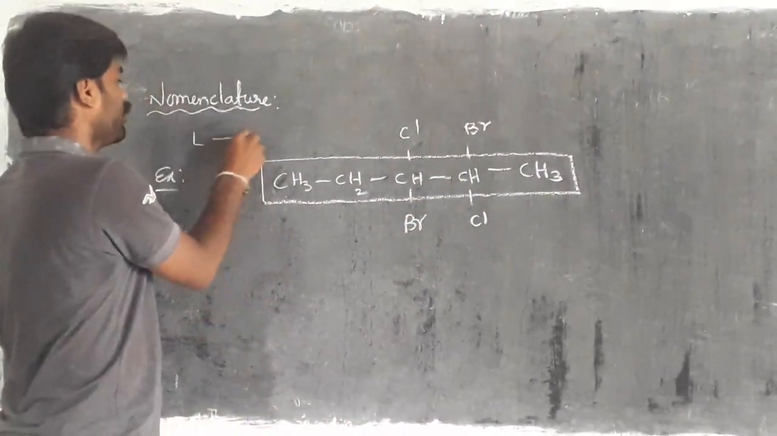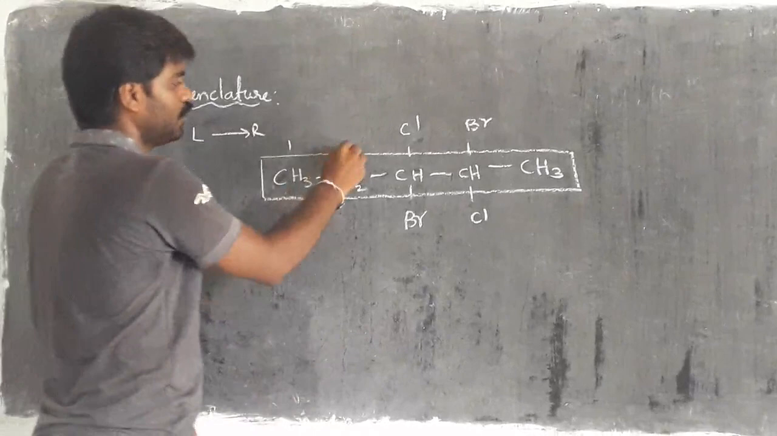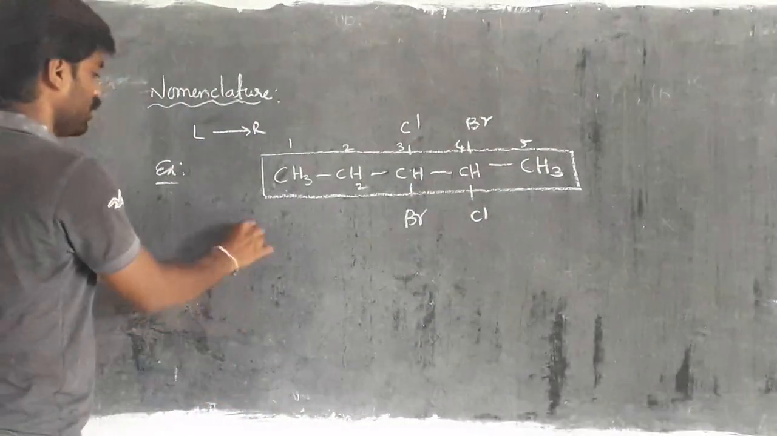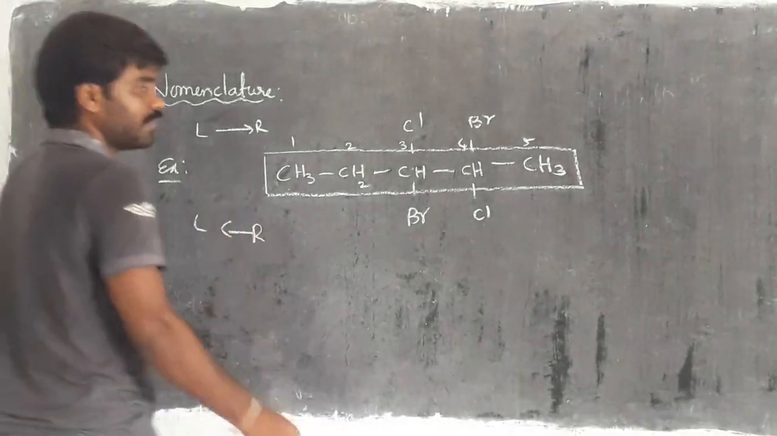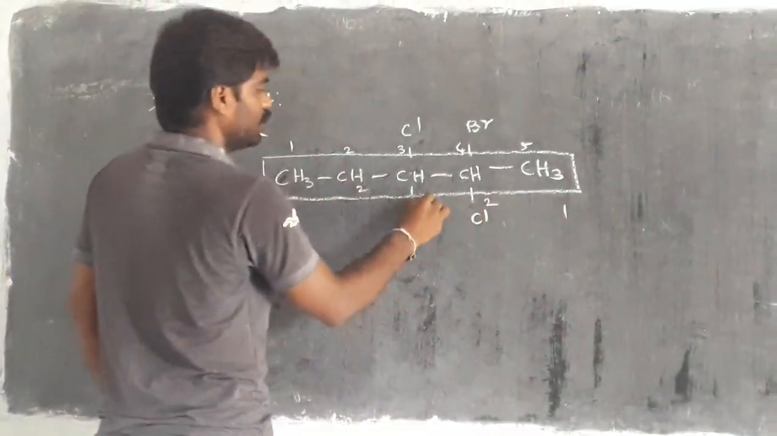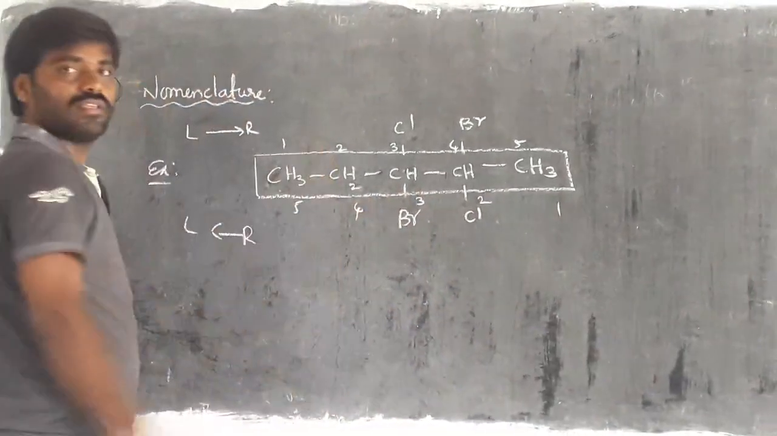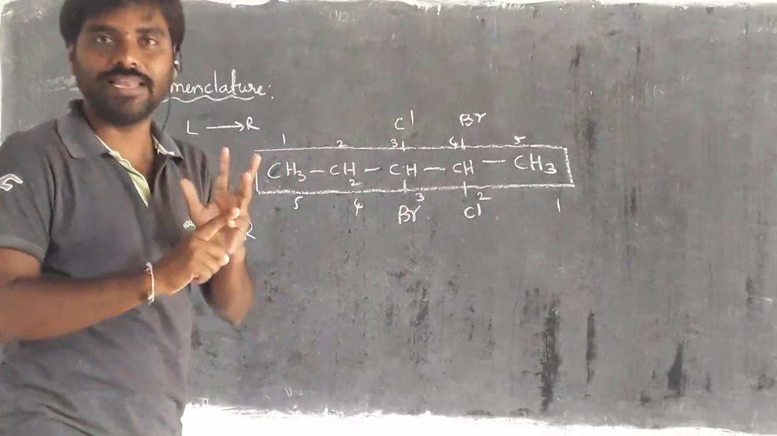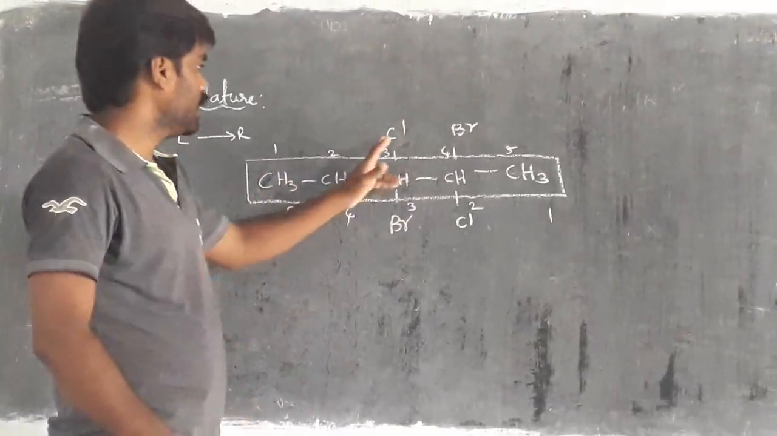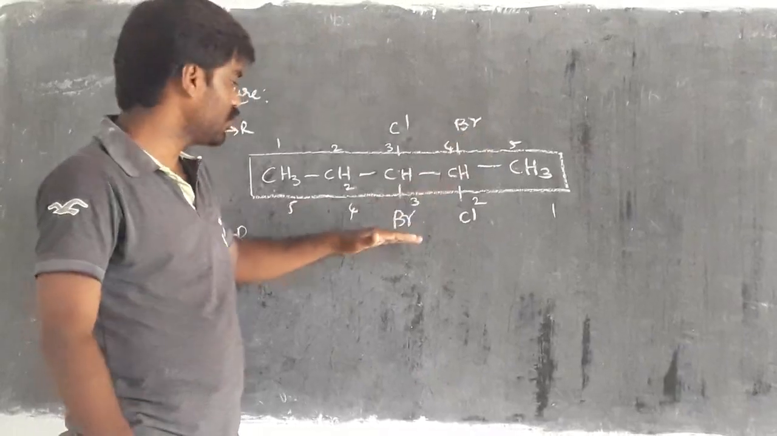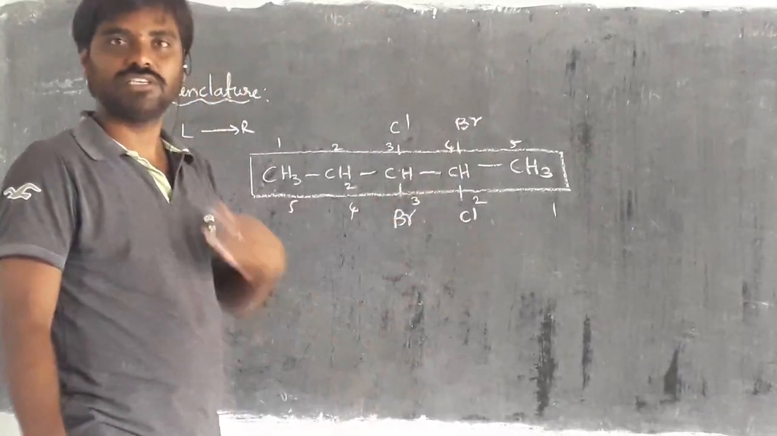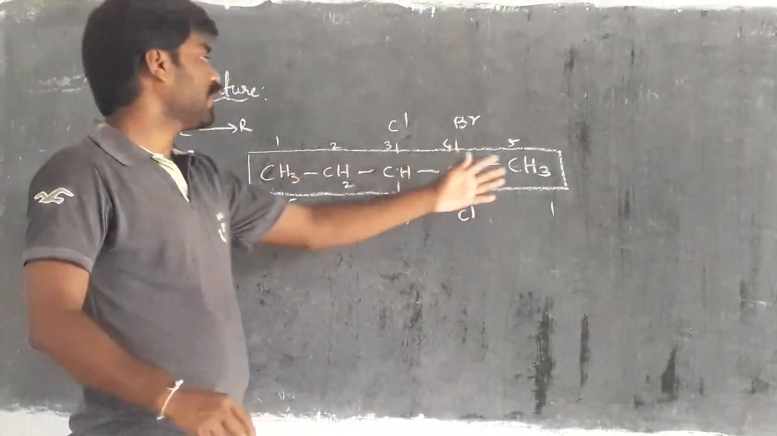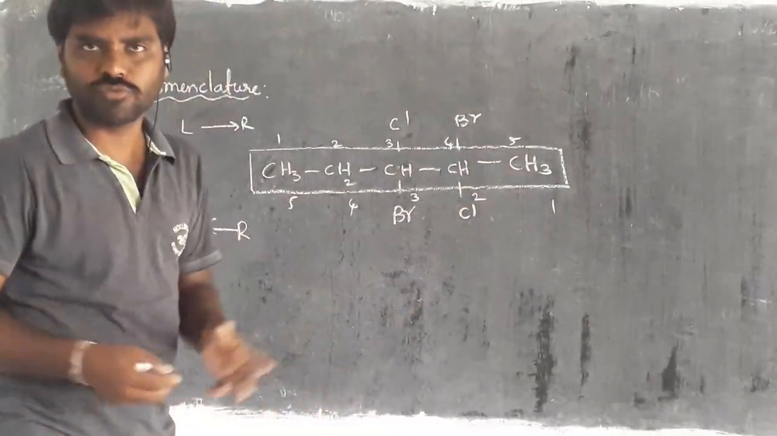Then we should give the numbering from left to right: 1, 2, 3, 4, 5. Then one more from right to left: 1, 2, 3, 4, 5. Then first we have to check, is there any substituent, either alkyls or halides? Here chlorine is there, bromine is there. Below also bromine is there, chlorine is there. So that indicates we have halides. Then you still have to verify whether any functional groups are there. No functional groups are there.